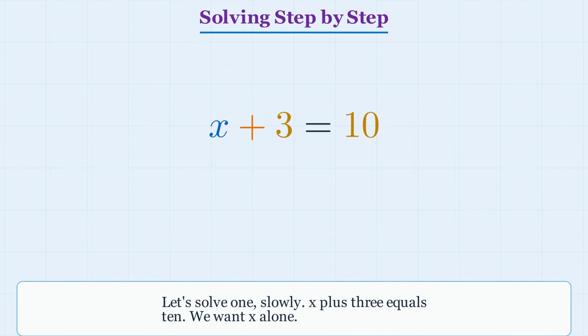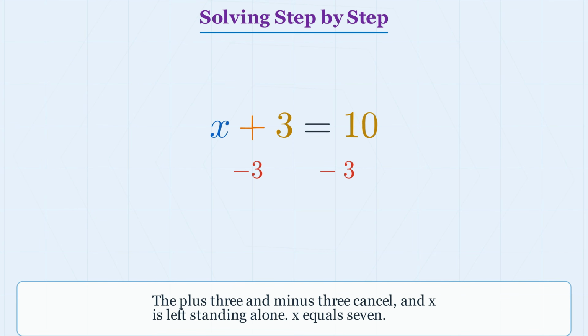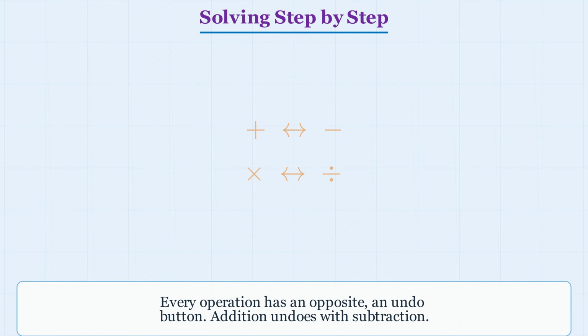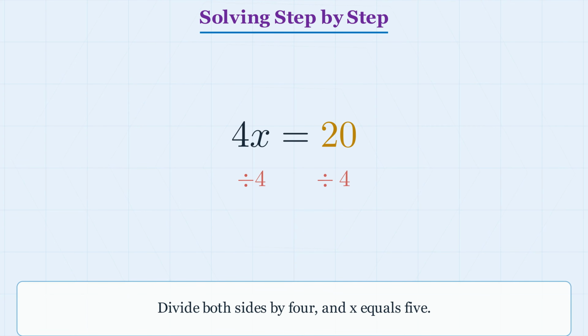Let's solve one slowly. X plus 3 equals 10, we want x alone. To undo plus 3, we do the opposite. Subtract 3 from both sides. The plus 3 and minus 3 cancel, and x is left standing alone. X equals 7. Always check, 7 plus 3 is 10, it works. Every operation has an opposite, an undo button. Addition undoes with subtraction. Multiplication undoes with division. 4x equals 20. Divide both sides by 4 and x equals 5.